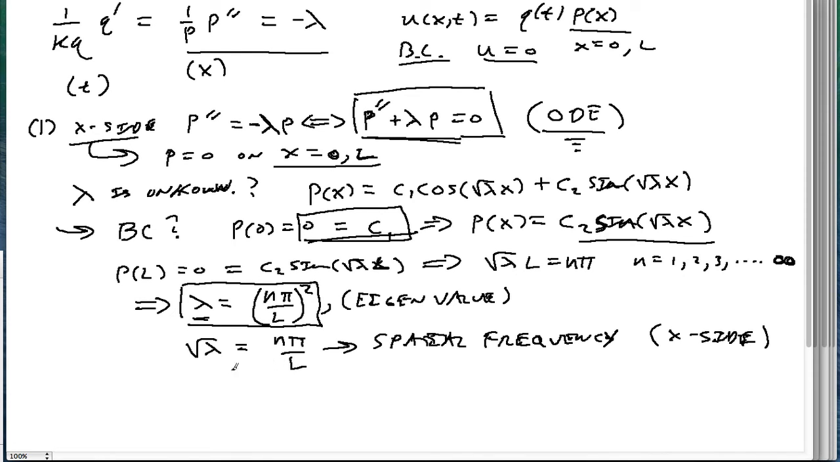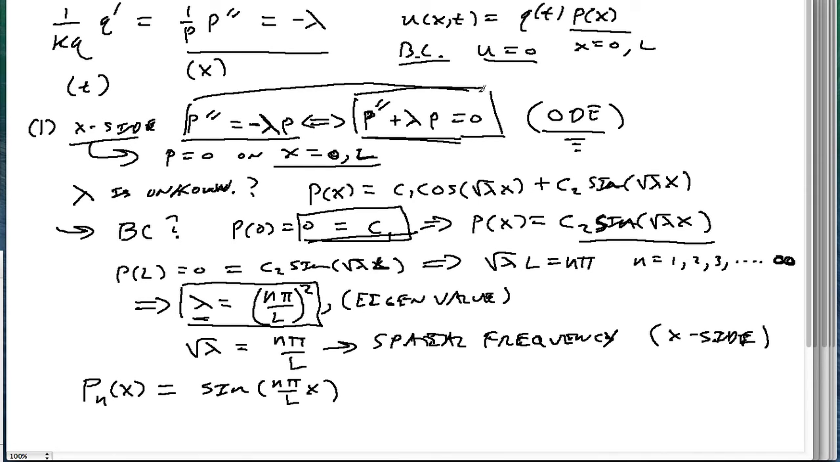Now what we have is what I'm going to call Pn, our family of solutions of the form sine of n pi over L times x. Each one of those solves this ODE, and it also always satisfies the 0 boundary conditions. We can see a few examples of this. I'll just plot a few here.